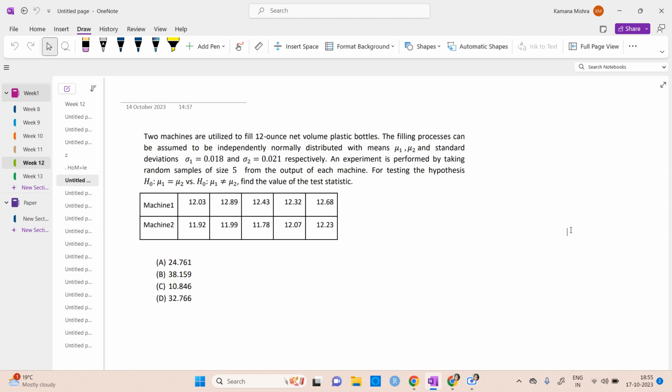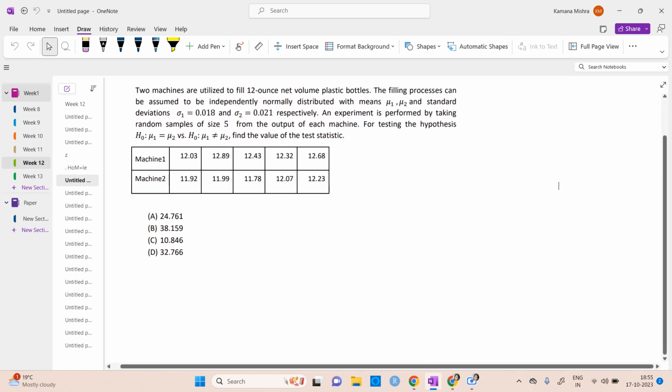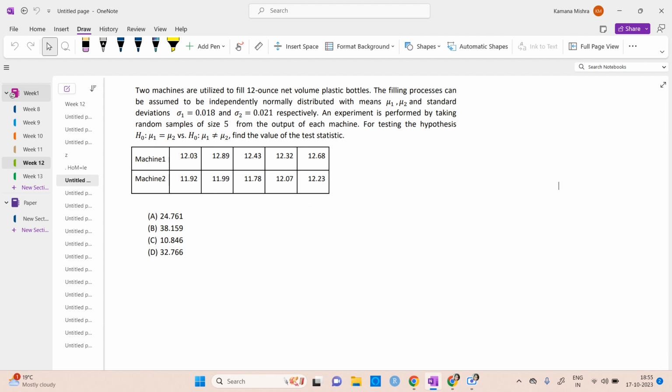Okay, so for the testing of hypothesis, you can see that sigma 1 and sigma 2 are given, so we can perform the z test. If they are not known, then we perform the t test, right? So for testing the hypothesis H naught: mu 1 is equal to mu 2 against H1: mu 1 not equal to mu 2, we need to find the value of a statistic. So x bar and y bar we need to find. Let's say this is x and this is y.